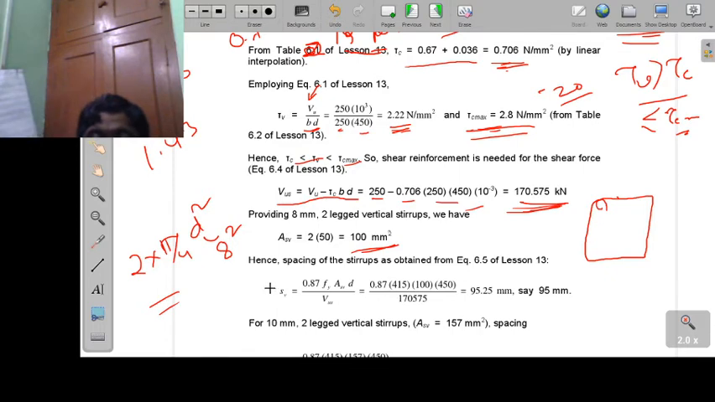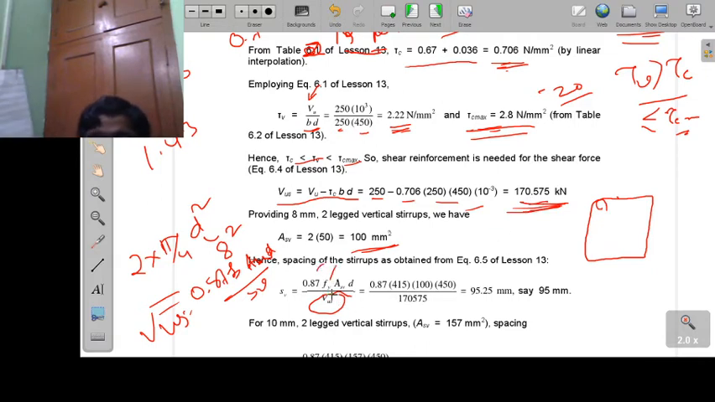What was our equation? Equation was Vus is equal to 0.87 Fy Asv d divided by Sv. From there I can calculate the Sv. Sv equal to 0.87 Fy Asv d divided by Vus. Vus is known to us. Just now we have calculated. Okay, this is the value.